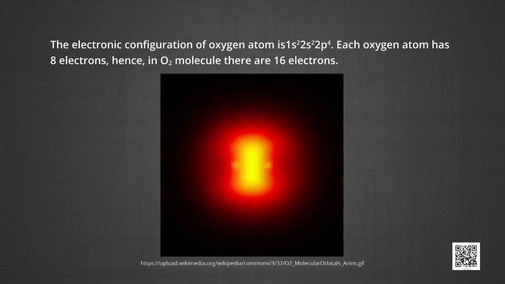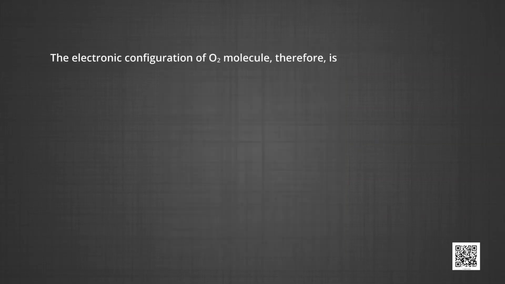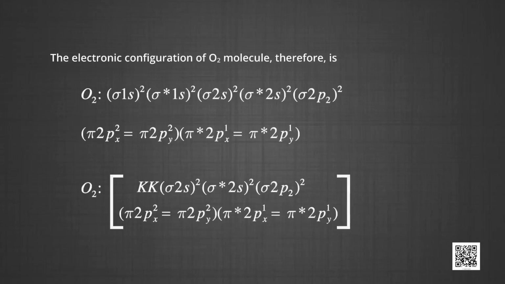In similar fashion, the bonding in the nitrogen molecule can be discussed. Now, the oxygen molecule. The electronic configuration of the oxygen atom is 1s2, 2s2, 2p4. Each oxygen atom has 8 electrons. Hence, in oxygen molecule, there are 16 electrons. The electronic configuration of O2 molecule therefore is, it is on the screen now.